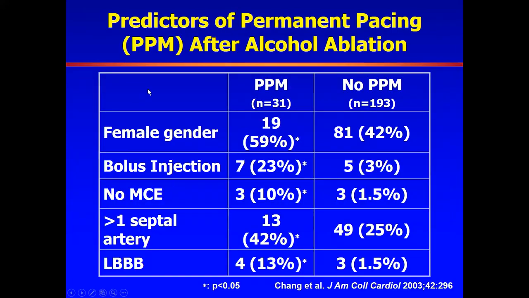One of the dreaded complications is permanent pacemaker. This is again work from this institution when Dr. Cheng was then a fellow, showing the predictors of a permanent pacemaker after alcohol septal ablation. One was female gender, and another a bolus injection as opposed to a gradual injection. If you are doing things gradually and you see high-grade AV block, you may decide to slow or stop.